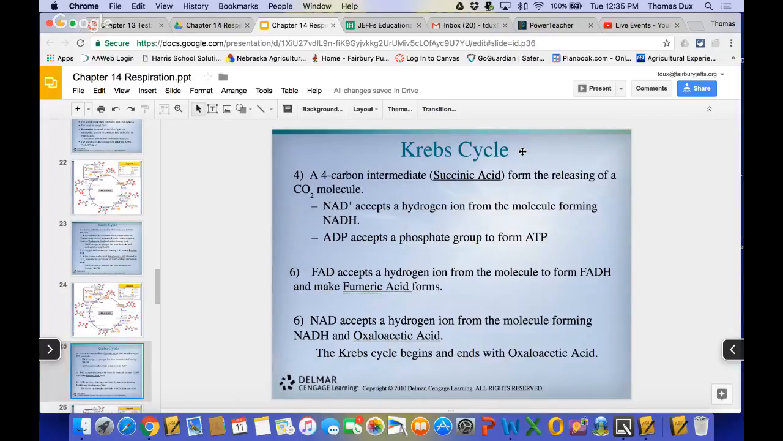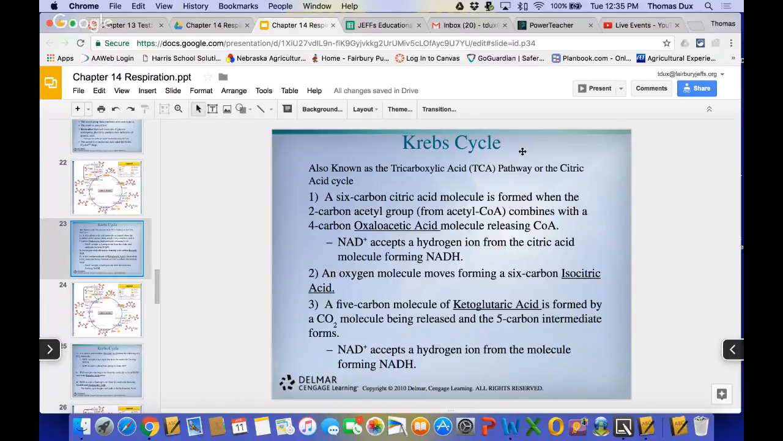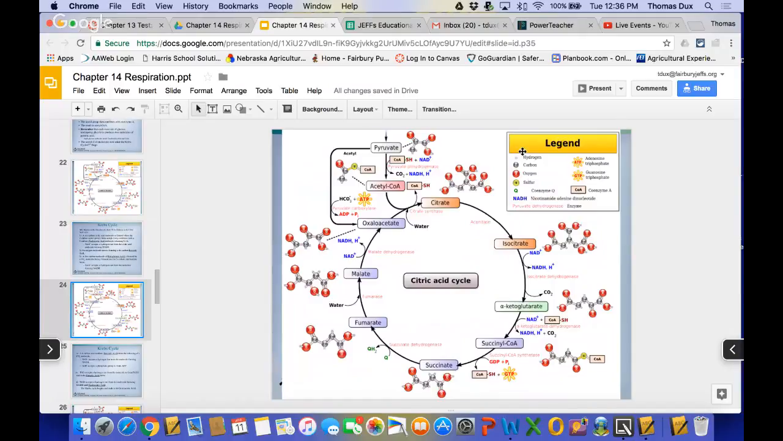Okay, next, step 2. An oxygen molecule then moves, forming a 6-carbon, already did that. A 5-carbon molecule of ketoglutaric acid is formed by a carbon dioxide molecule being released. So we have CO2 being released, thus respiration, okay? When you breathe, you release CO2. Mitochondria release carbon dioxide as well. So that is this one right here. We have 6, CO2 is released, and now we have a 5-carbon compound called ketoglutaric acid.